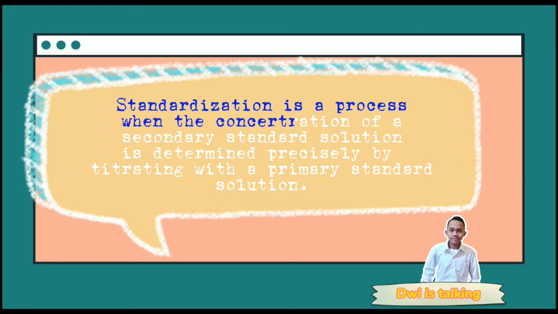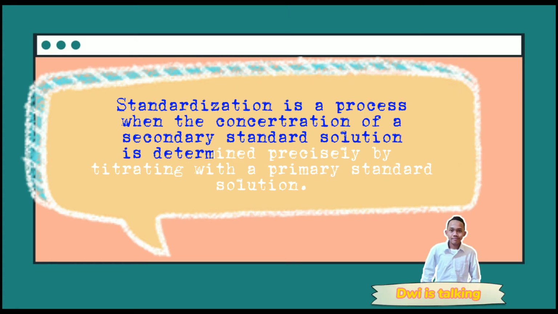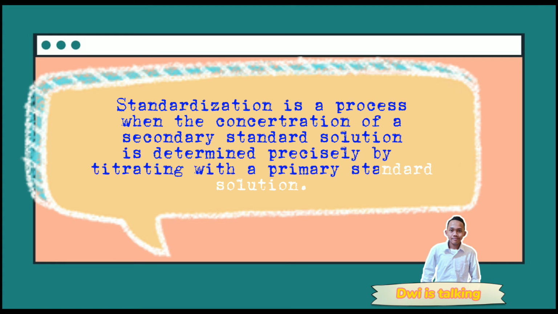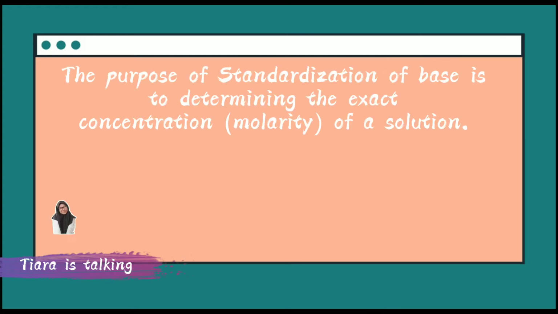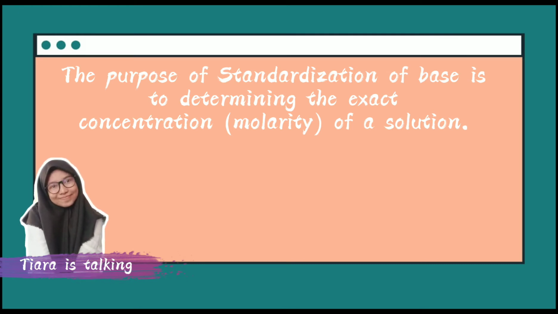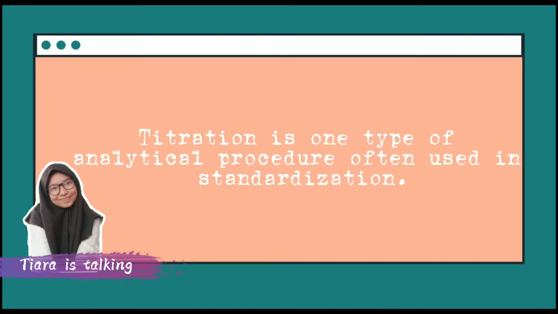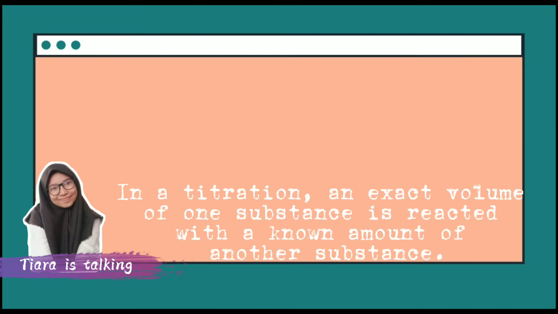Standardization is a process when the concentration of a secondary standard solution is determined precisely by titration with a primary standard solution. The purpose of standardization of a base is to determine the exact concentration, molarity, of a solution. Titration is one type of analytical procedure often used in standardization. In a titration, an exact volume of one substance is reacted with a known amount of another substance.